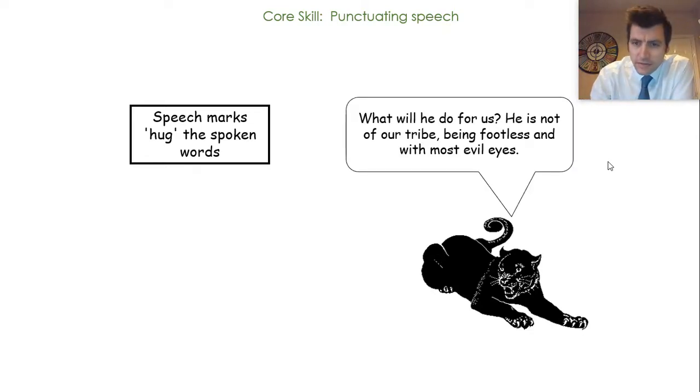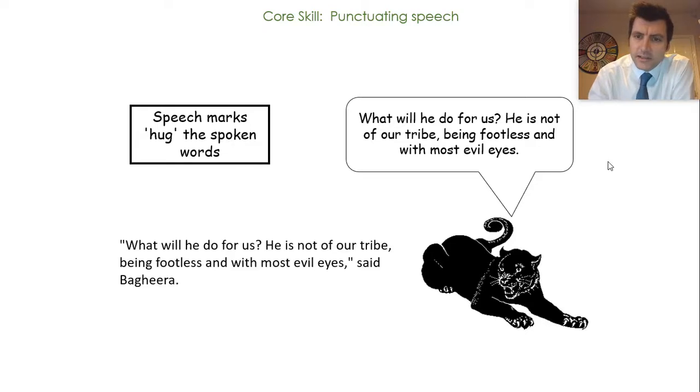And we've got this question: "What will he do for us? He is not of our tribe, being footless and with most evil eyes." This is a statement that one of the characters within the Jungle Book stated. We'll find out who it will be. Bagheera. "What will he do for us? He is not of our tribe, being footless and with most evil eyes," said Bagheera. Now, you can see those inverted commas before the word "what" and after the word "eyes."